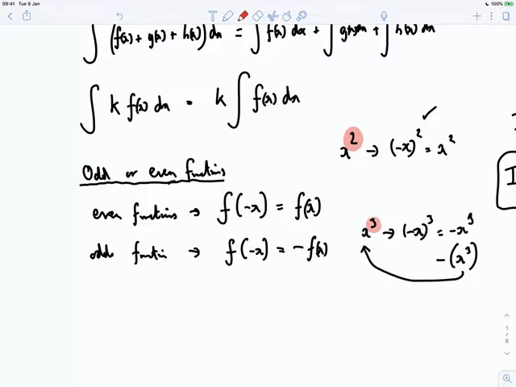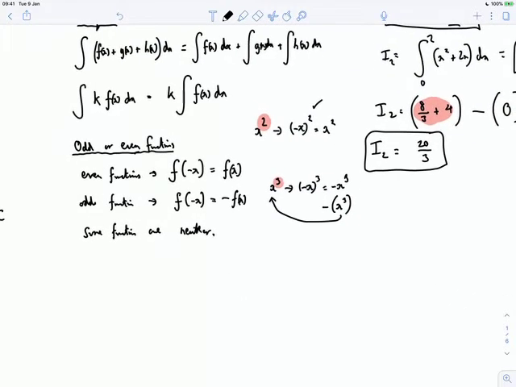There are some trig functions that are even, like cosine of x. There are some trig functions that are odd, like sine of x. And there's some functions that are neither odd nor even. So you may get that some functions just aren't odd or even.